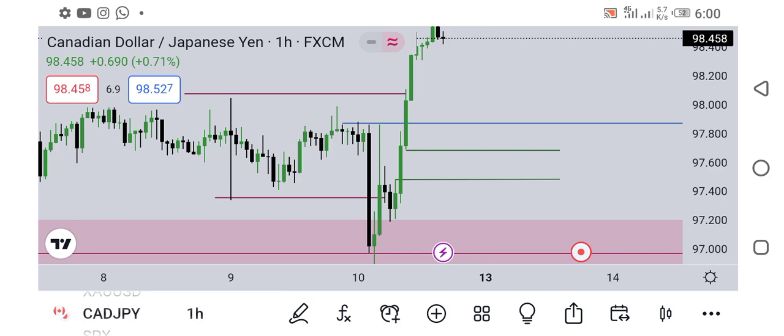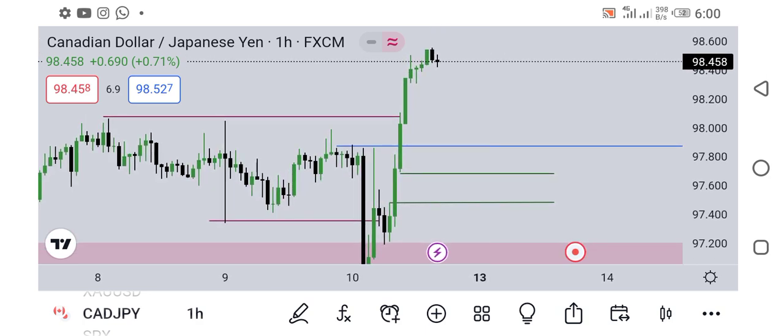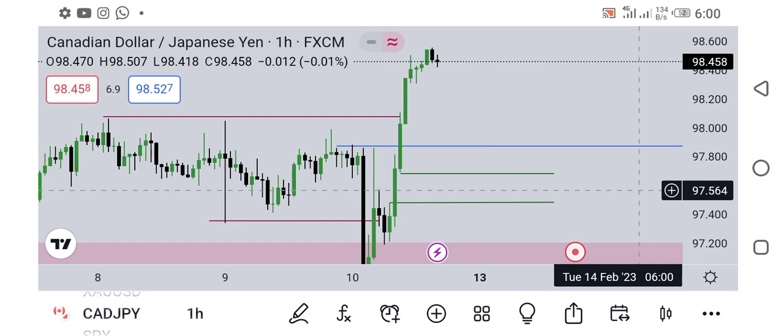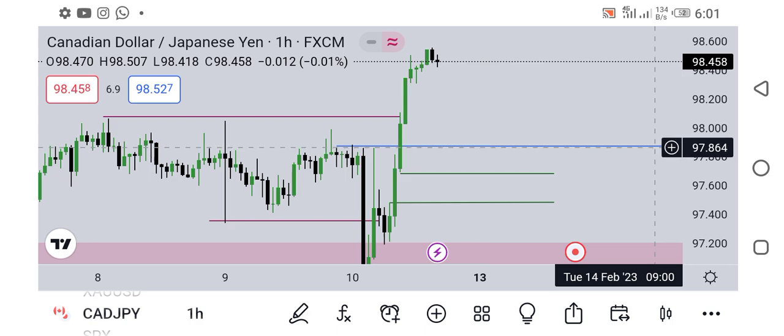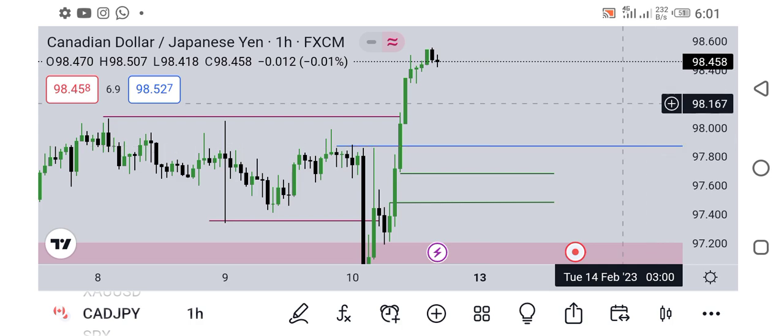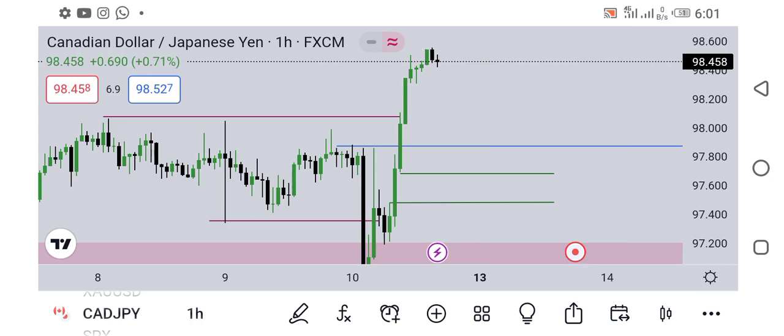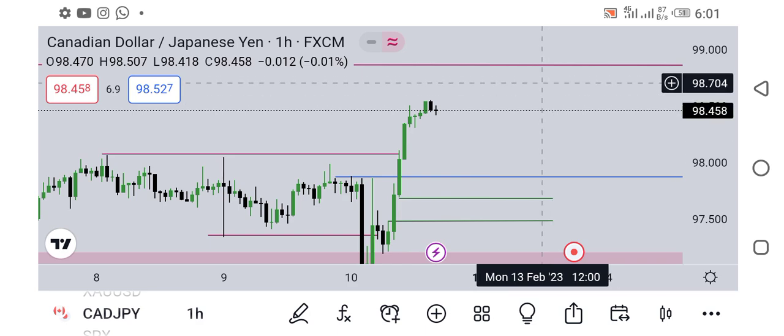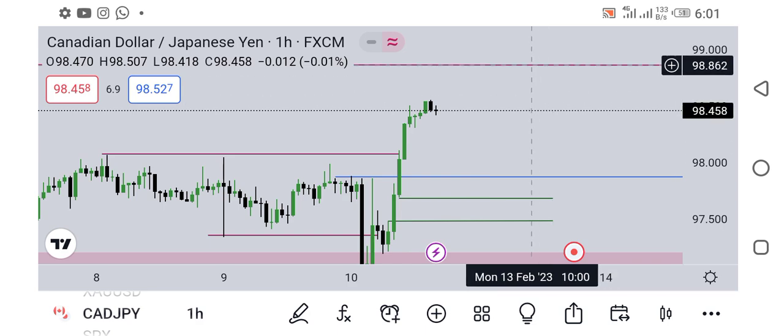Okay, and let's assume I enter the market here, that's 97.87 thereabout. I entered at 97.87. My first take profit will be at this high. That's 98.54 thereabout, so that's around 60 or 61 pips. By the time it gets to this other high, that's 98.86, that's around 97 pips.